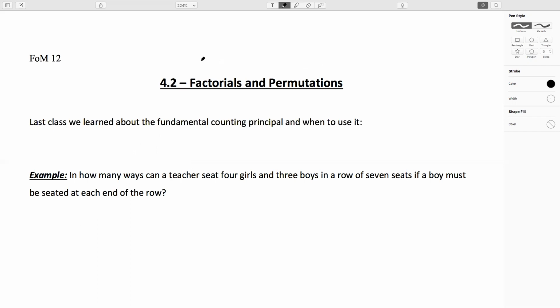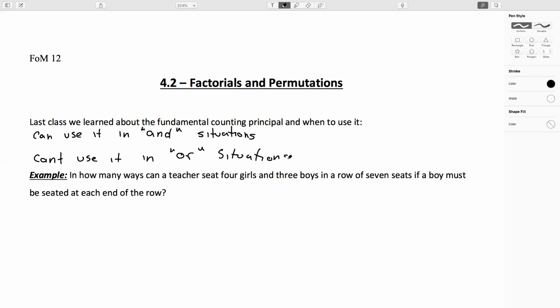Last class we learned about the fundamental counting principle and when to use it. We are allowed to use it in "and" situations. So that's like picking up a dog and a cat. We can't use it in "or" situations, such as picking up a dog or a cat.